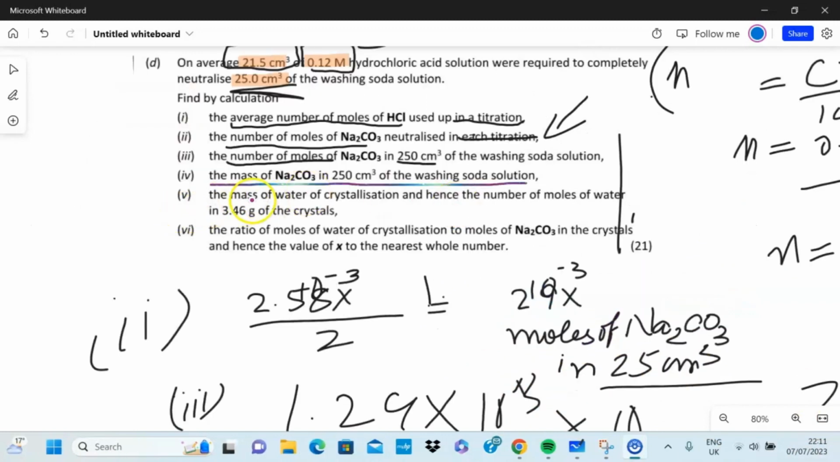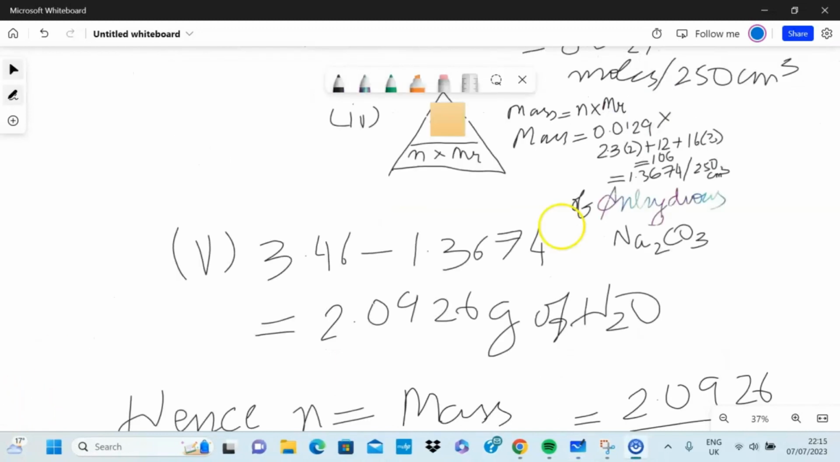Alright, so question 5, there's two parts, don't miss out any parts. That's why we underline mass of water of crystallization, and hence, that means use the mass of water of crystallization to find the number of moles of water in 3.46 grams of the crystals. We know the mass of anhydrous already, and the crystals is water included, so if I take away that, I'll get 2.0926 grams of H2O.